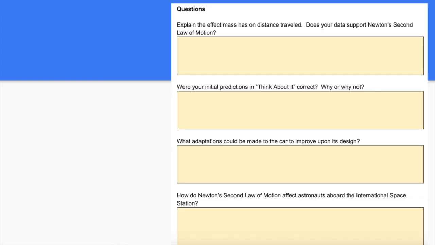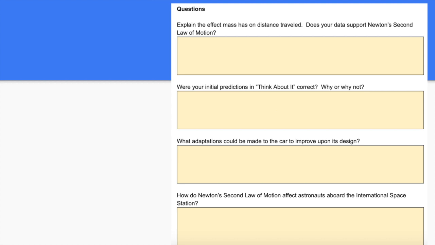So that first question, explain the effect mass has on distance traveled. A lot of people answered that. They said that with a higher mass, right, as you added more pennies, the cart didn't travel as far. But not as many people explained the second part of that question.